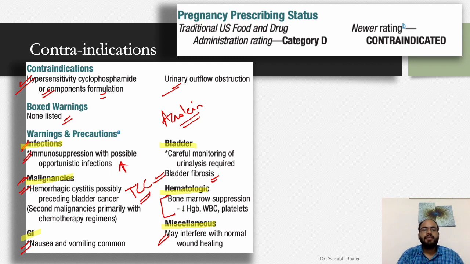Now, the older pregnancy category was category D, but the newer category states it as contraindicated. It's a cytotoxic drug. It will kill all cells. So the newer rating is absolutely contraindicated in pregnancy.